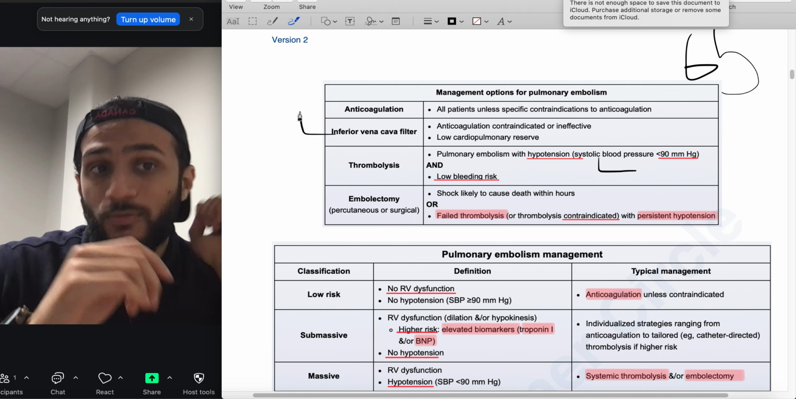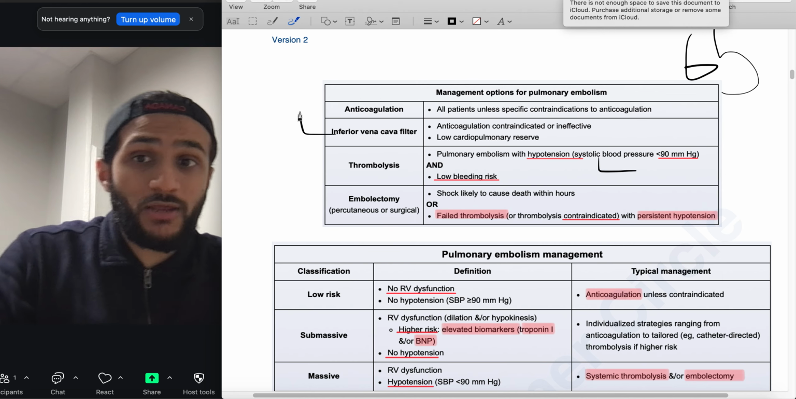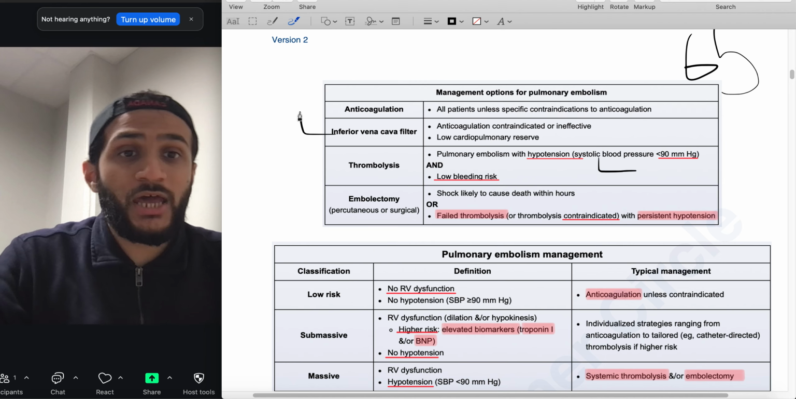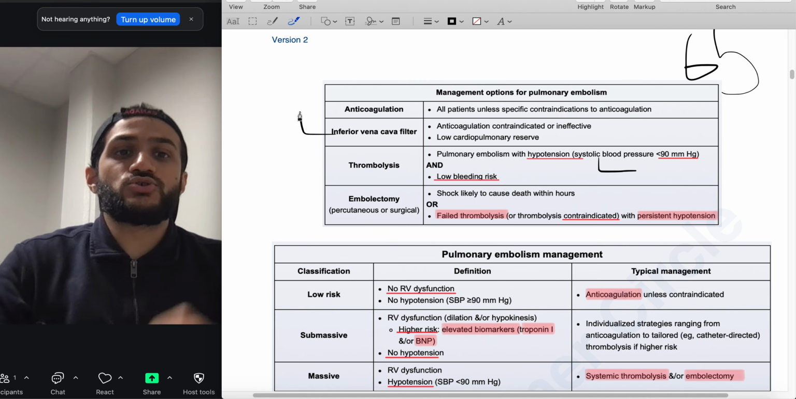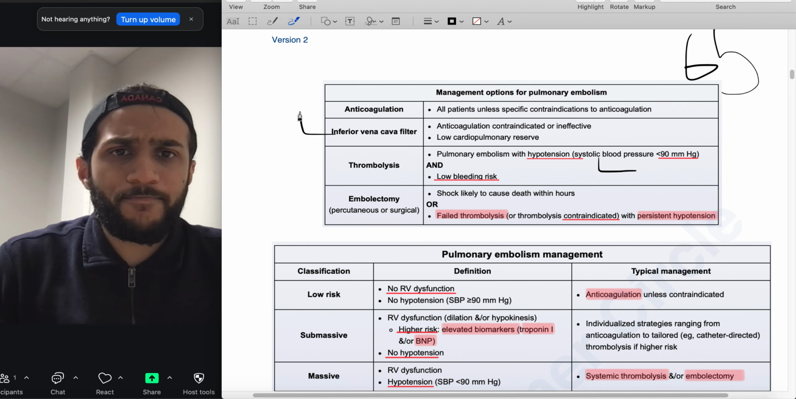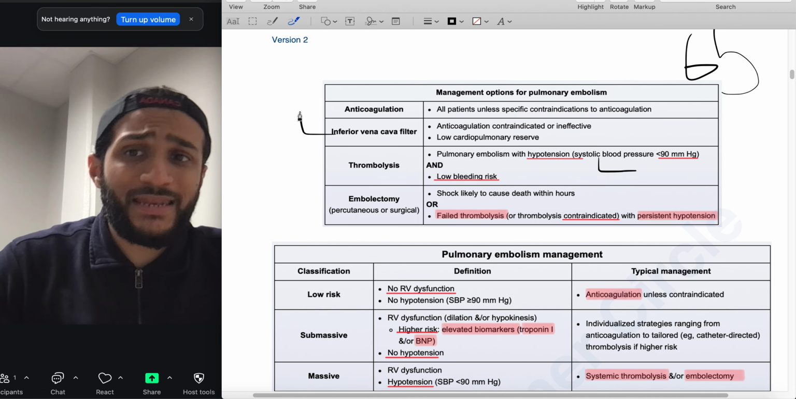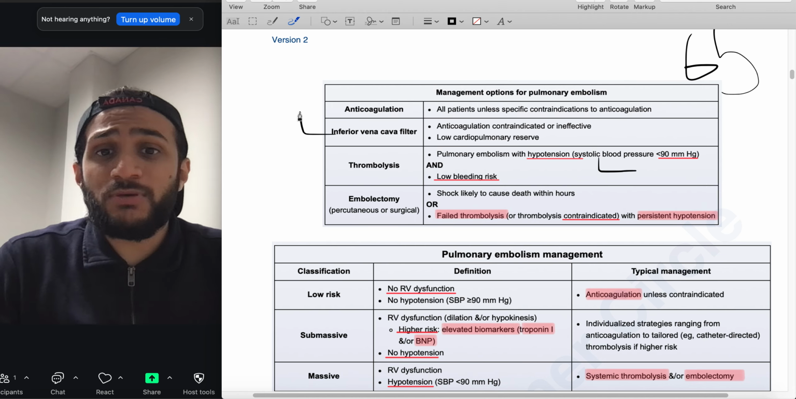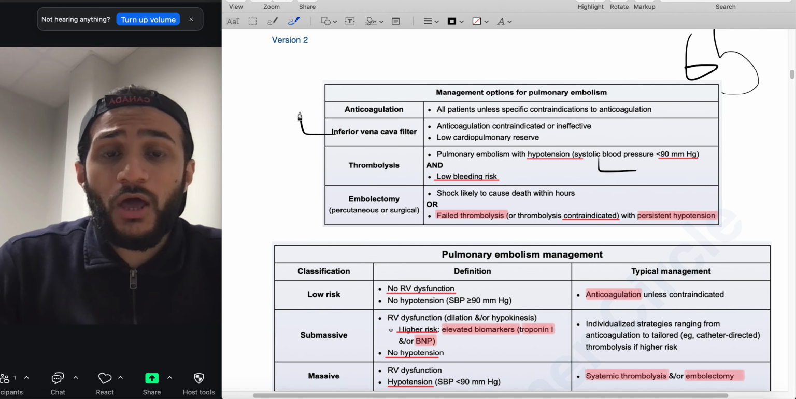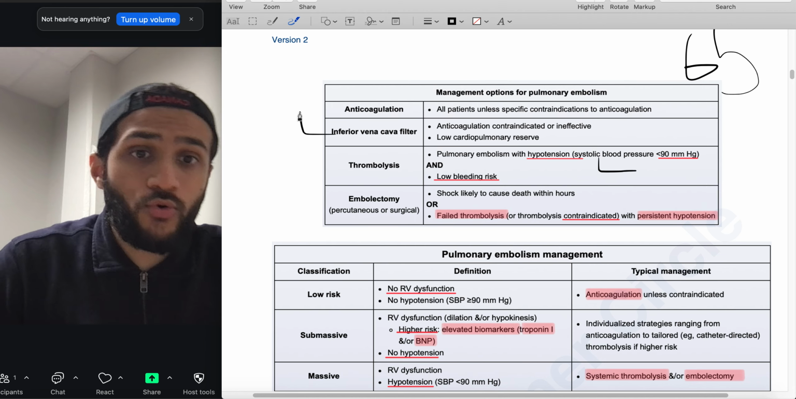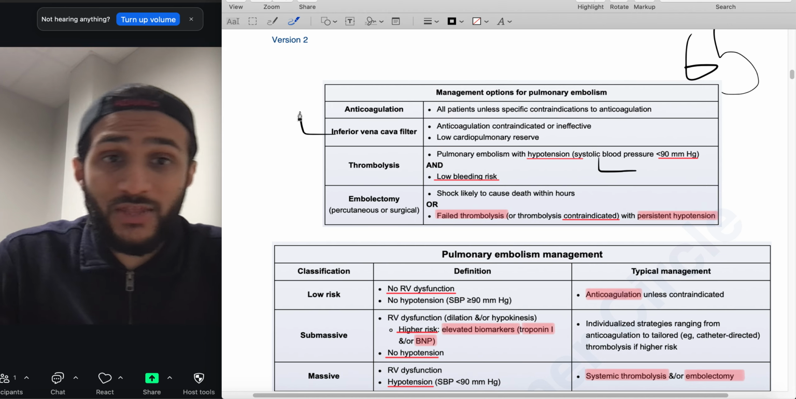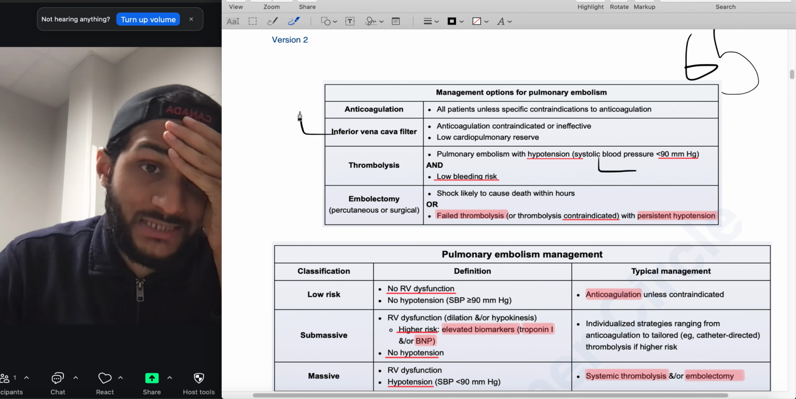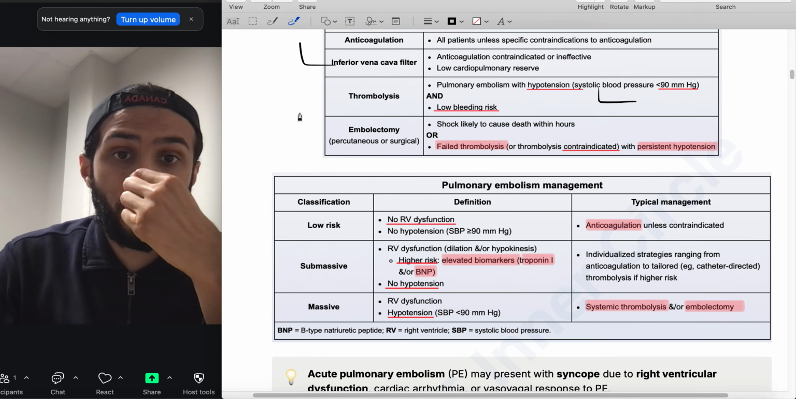The next thing is going to be thrombolysis. Thrombolysis is really important, especially with hypotension, so pressure less than 90, or maybe a low bleeding risk. Then we can also have embolectomy. This is going to be percutaneous or surgery. This is for shock or likely to cause death within hours, or there's going to be failed thrombolysis, or thrombolysis contraindicated with persistent hypotension.